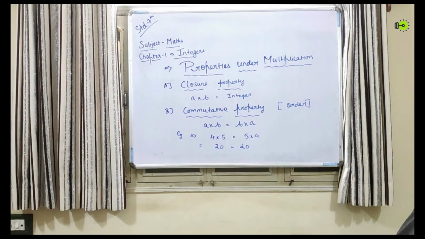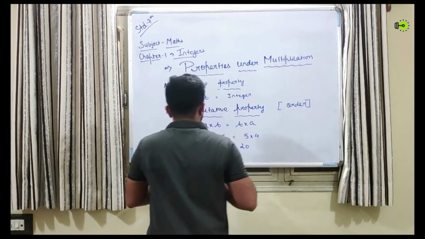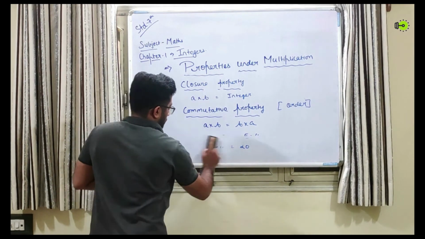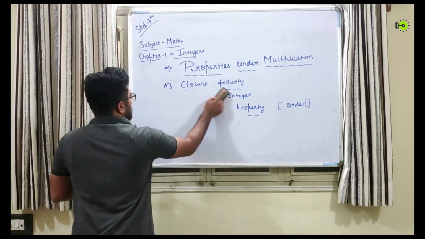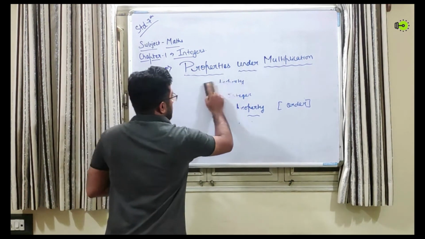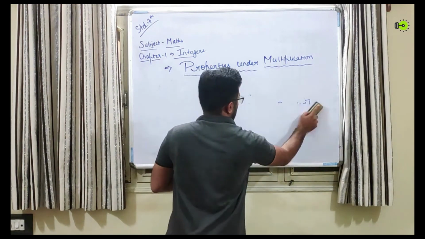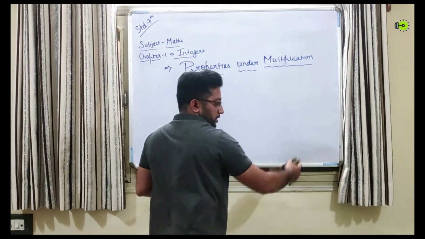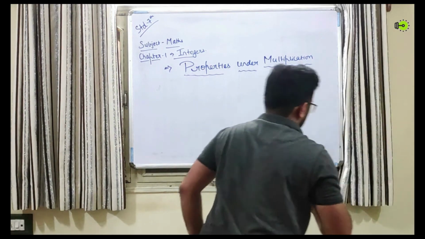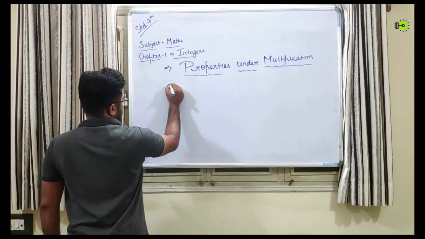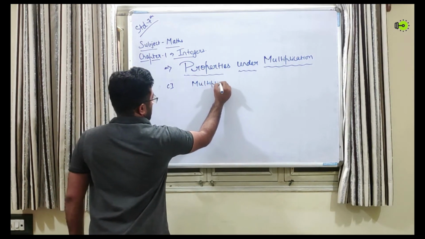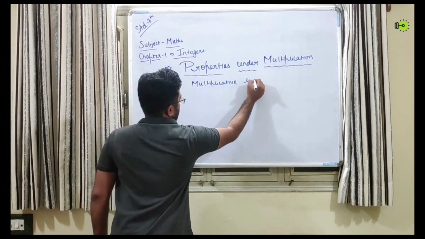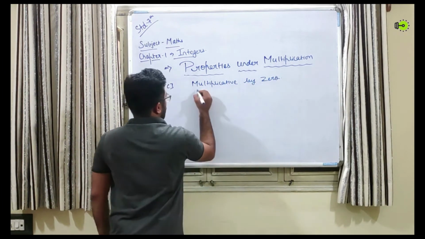Now the other property discussed here is multiplication by 0 and multiplicative identity. So these two are new for you. You have studied additive properties regarding integers in the previous lecture. This is quite new, that is multiplicative identity. So let us study multiplication by 0.